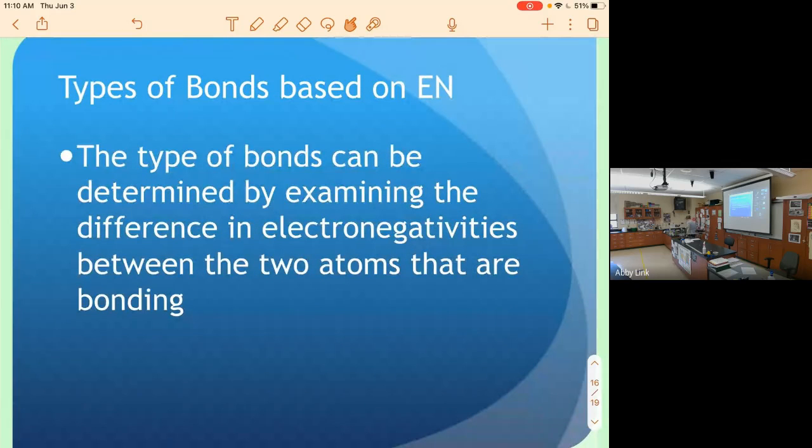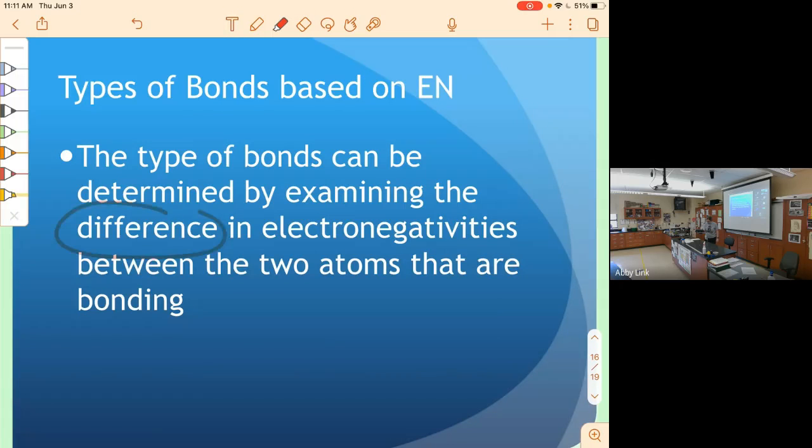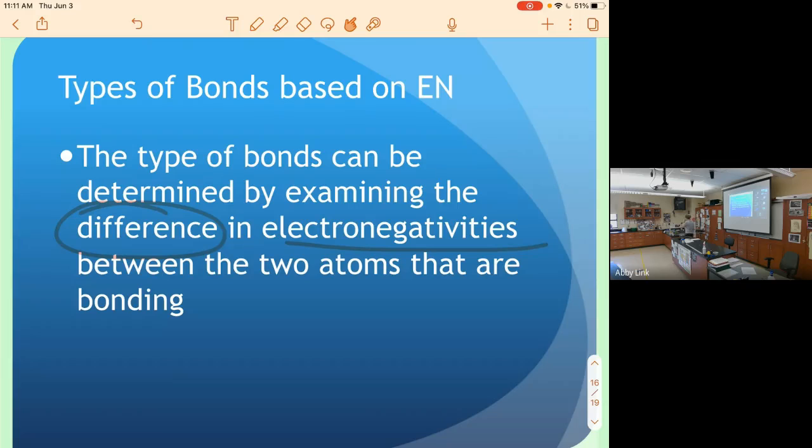Okay, here's the take-home message. We're almost there, guys. I know it's a lot of information. The reason why we care about electronegativity is so that we can figure out what type of bond you have, okay? And this is where that periodic table of values of electronegativities comes in. The type of bond can be determined by examining the difference in electronegativity values. So we were talking about electronegativity, and then we were talking about bonds, and here we are putting them together to actually get something out of them. Okay? So what do I mean?